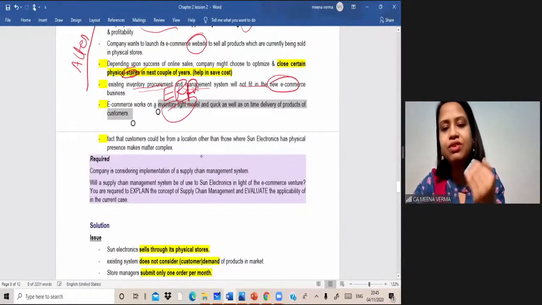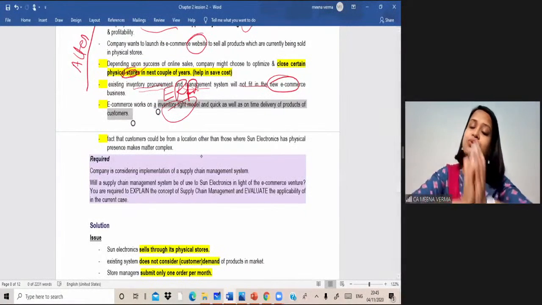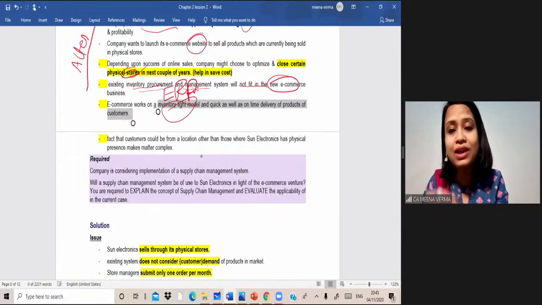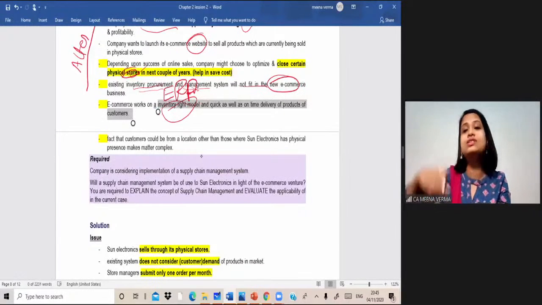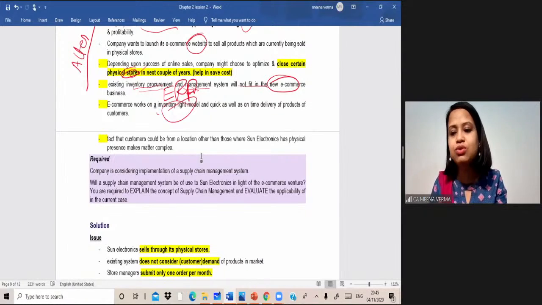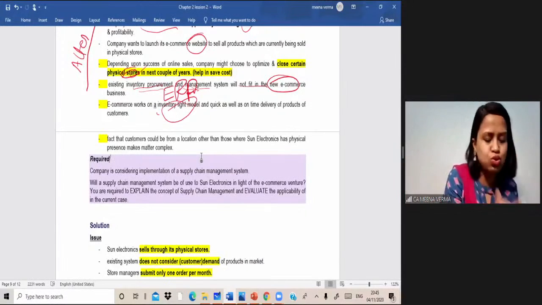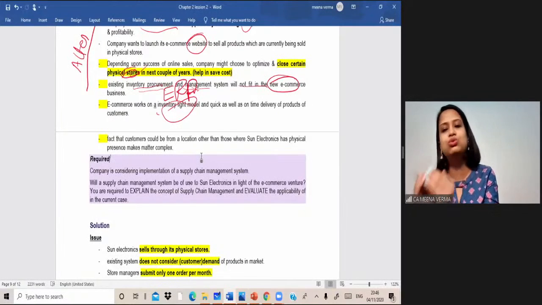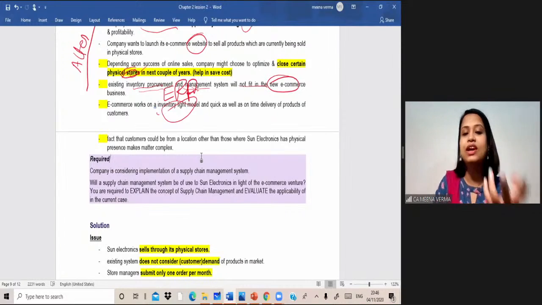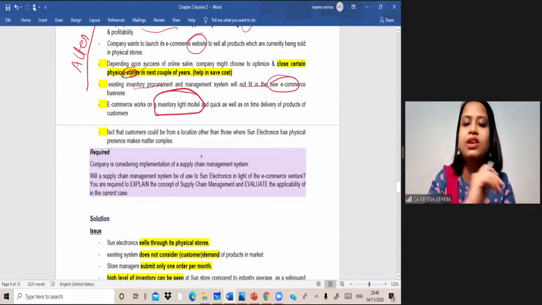Why is this an inventory light model? Because you don't need to store the raw material or the finished good. You buy the raw material whenever there is demand from the customer, then you produce the finished good, then you deliver the product to the customer. There is no need to store raw material or finished goods. So if you implement this ERP system, this will be an inventory light model.